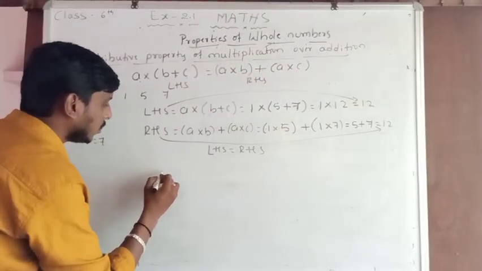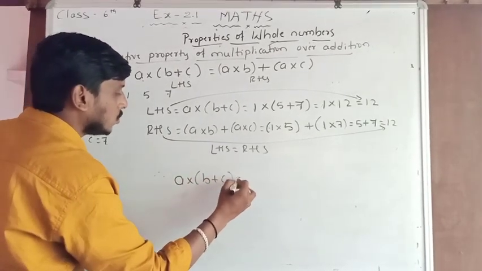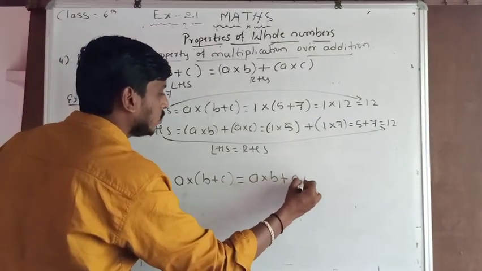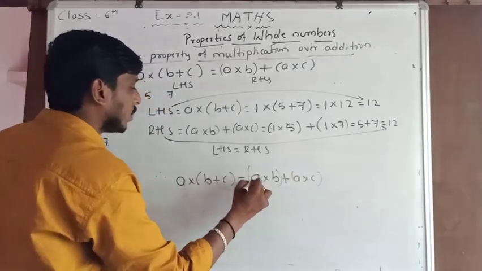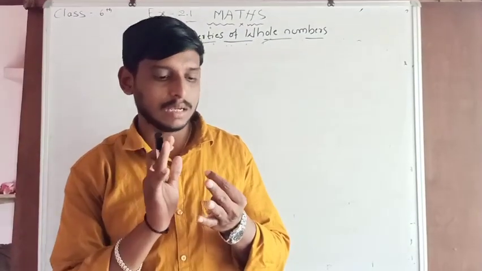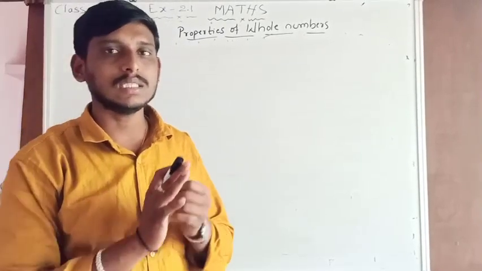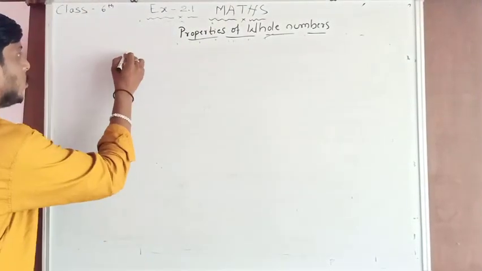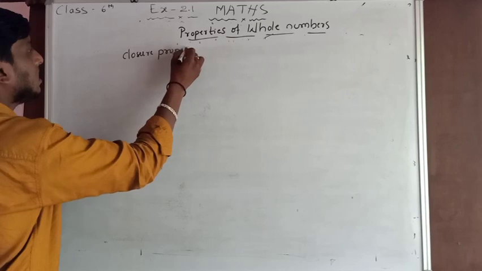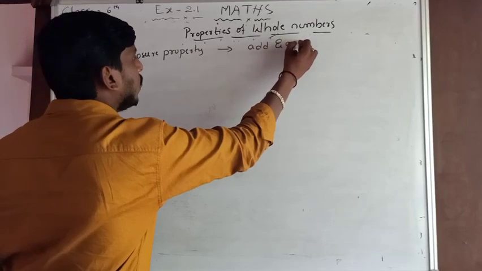So finally, how do you write? Therefore, A × (B + C) equals A × B plus A × C. Put a bracket. Okay students, we discussed closure property, commutative property, associative property, and distributive property of multiplication over addition. Let me recall all the properties. Closure property holds good for addition and multiplication.